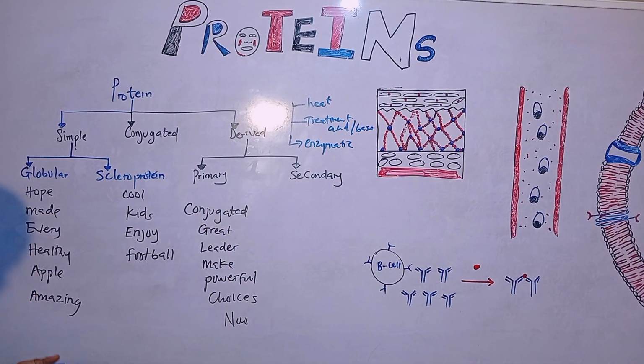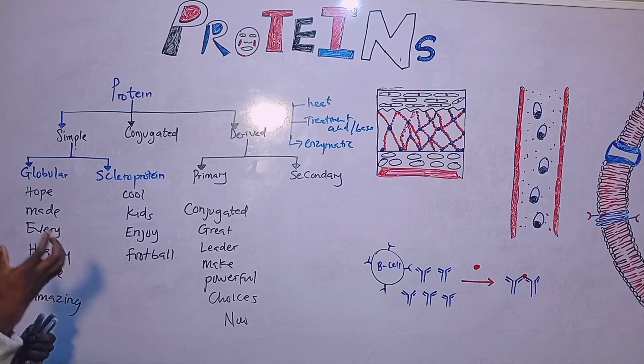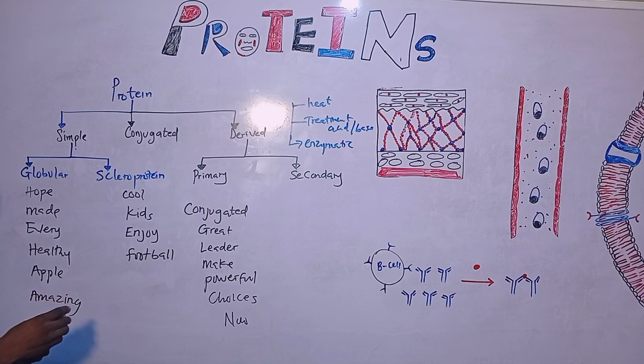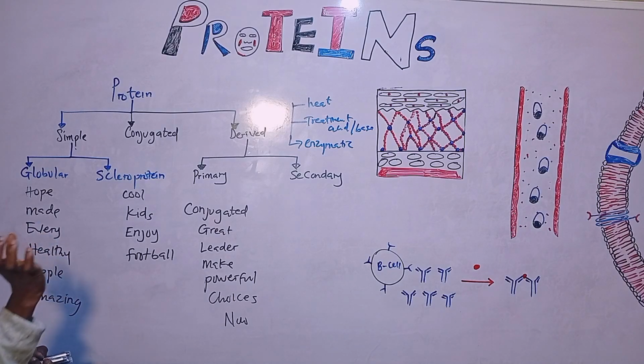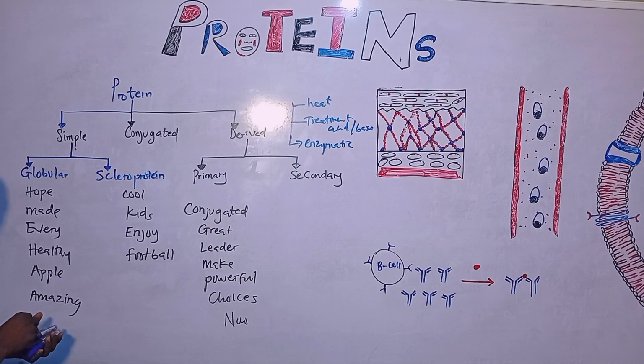So let's quickly talk about all these ones. Now, what does it mean? Globular proteins are proteins that have a globular, let me say oval shape. That's actually globular, just like the word globe. So now let's continue.